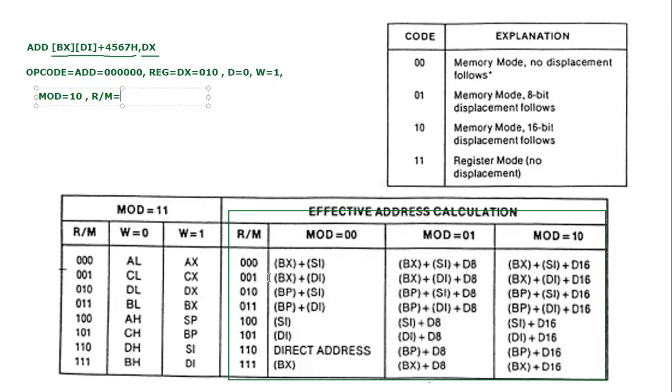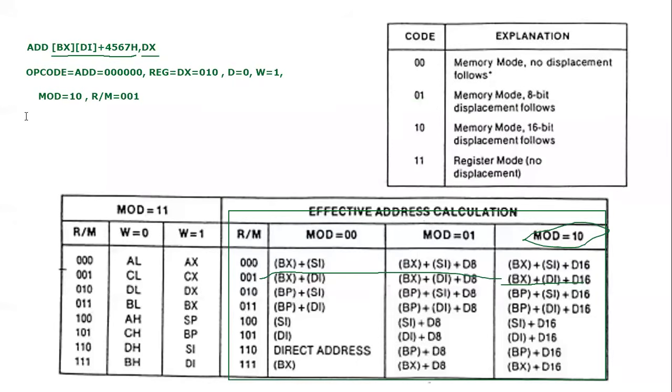It is the second row, and in the second row r/m is what? 001. This is very, very important. I hope you understand it. Let me elaborate it again. This is mode 10, and here we're looking for this BX plus DI, and it is in the second row, and it goes to 001. That is why these two values are written.